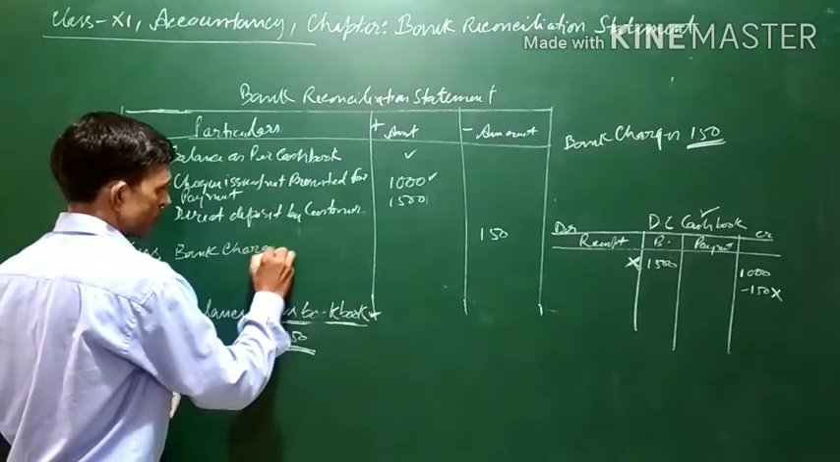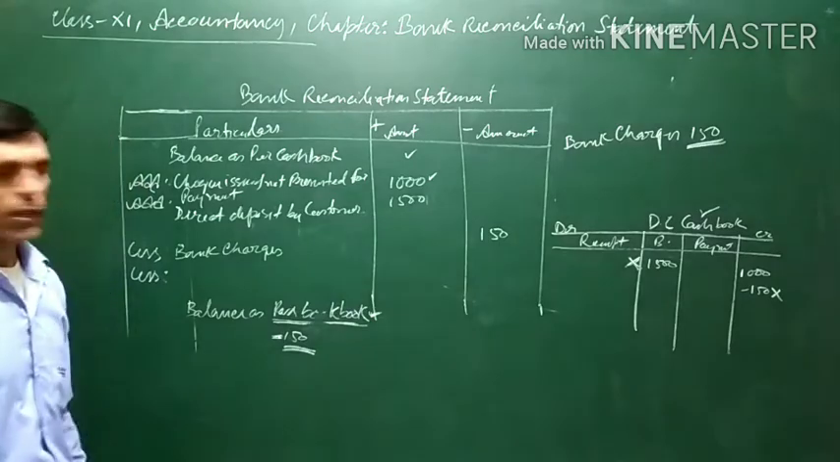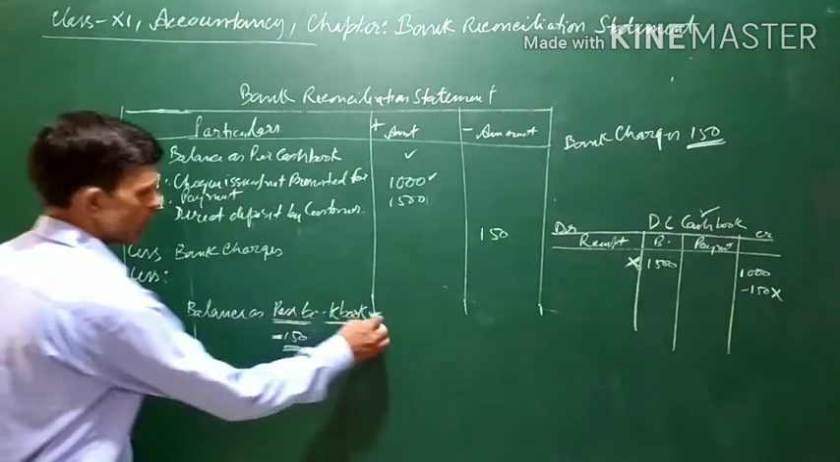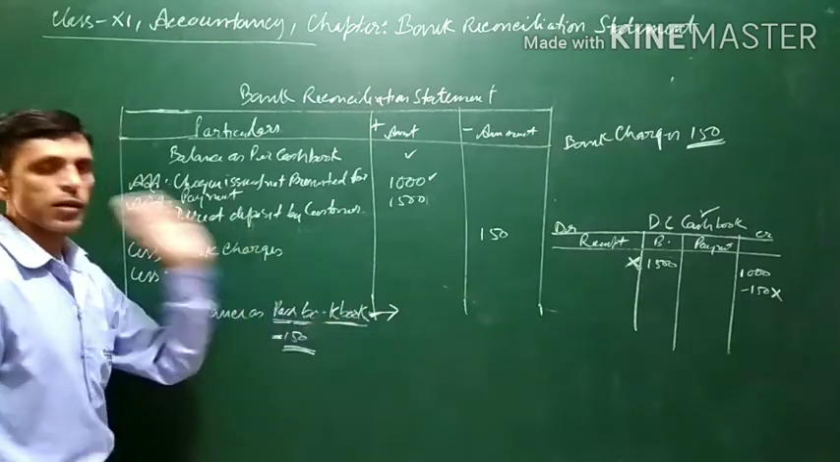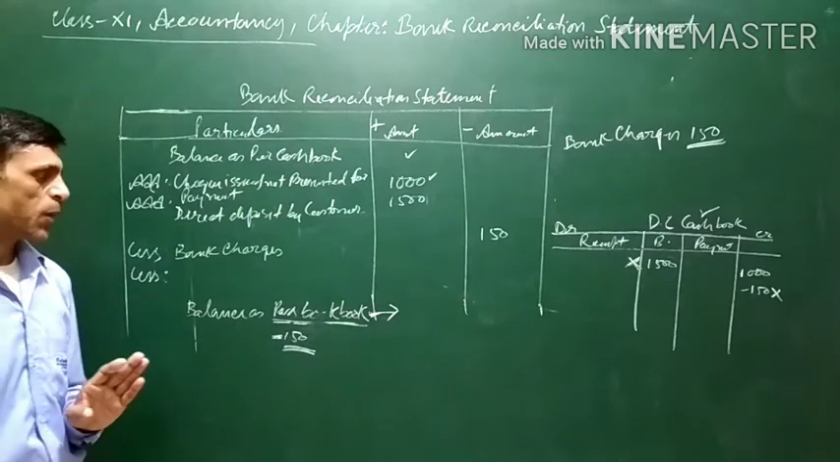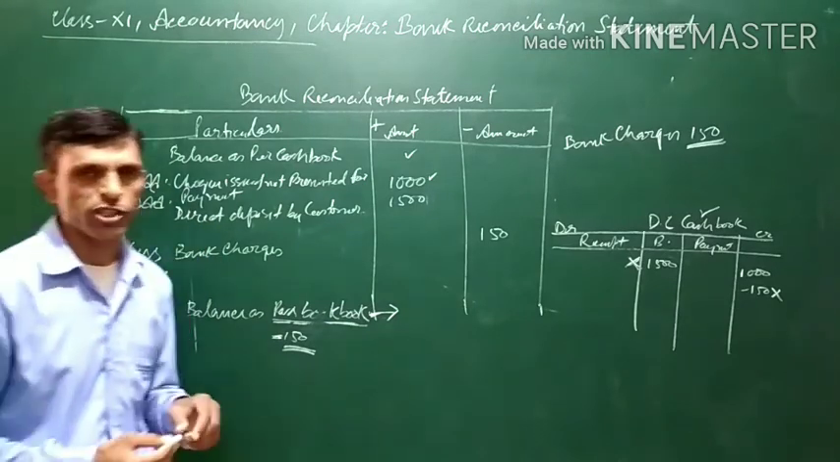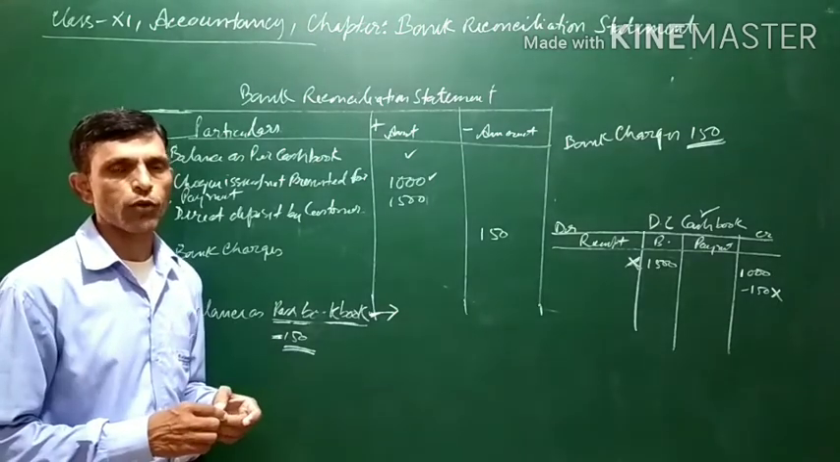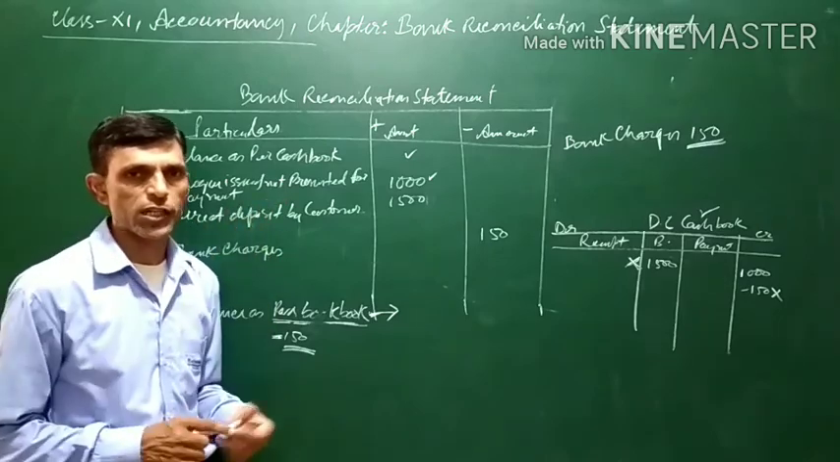In this way, we will calculate the balancing figure. Whatever the balancing figure comes, that will be considered as the balance as per passbook. This is all about the bank reconciliation statement. Once we start doing the questions, you will get a better idea of how to solve questions related to this bank reconciliation statement.